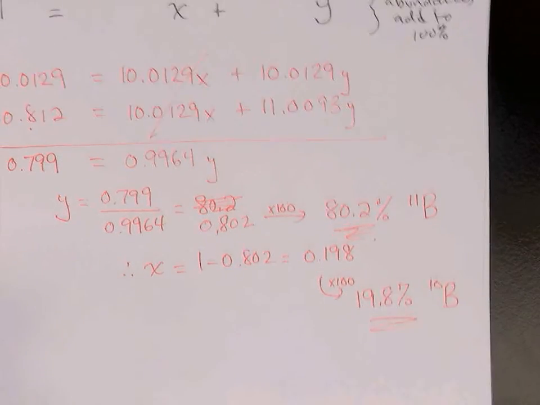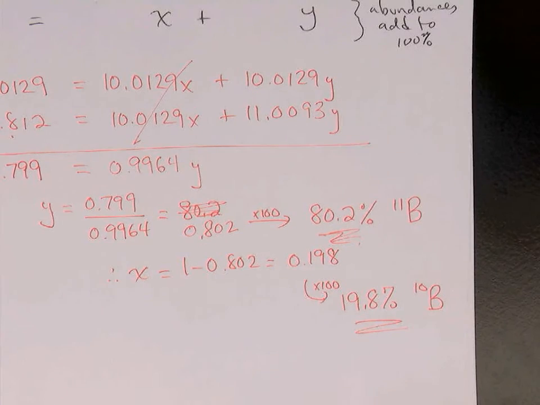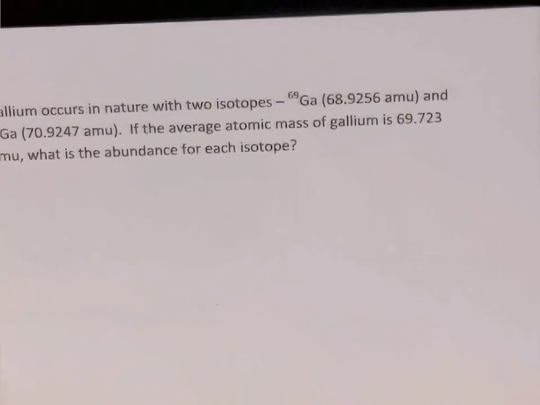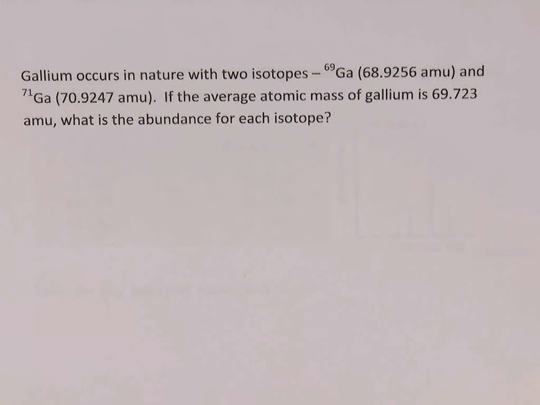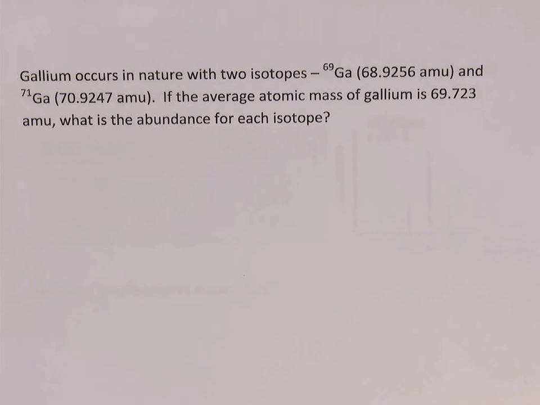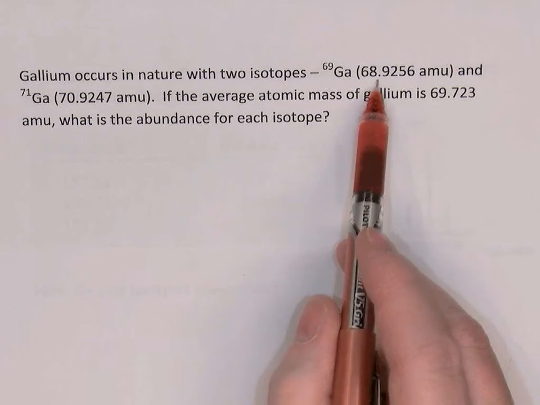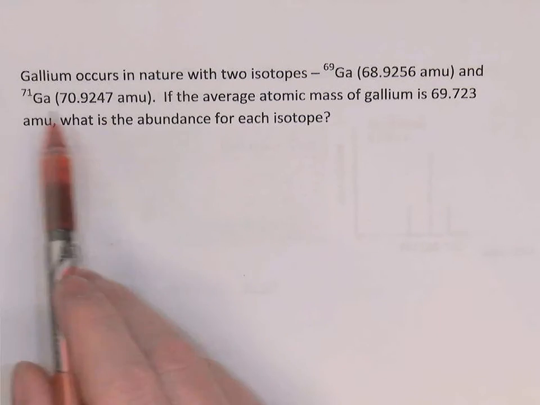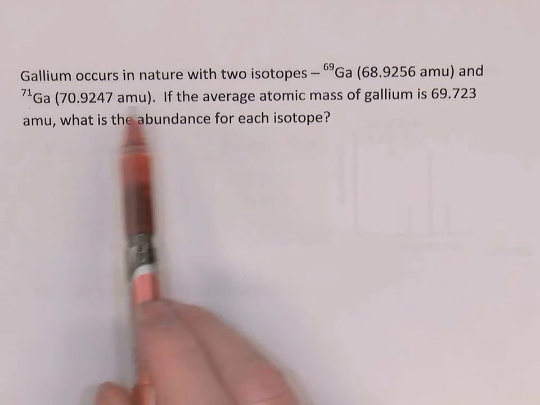Alright, so there's a slightly harder algebraic problem using elimination or substitution. Here's another question, very similar to the last. Pause the video and try this one yourself. So we're looking at the same kind of question. Gallium-69, here's its mass. Gallium-71, here's its mass. And these are the only two isotopes of gallium.